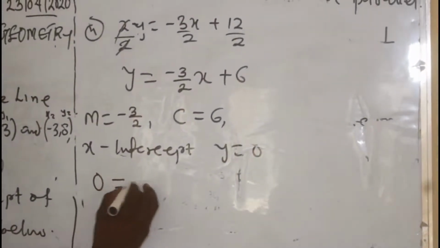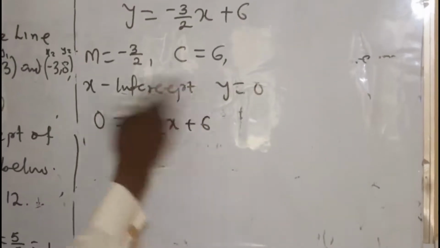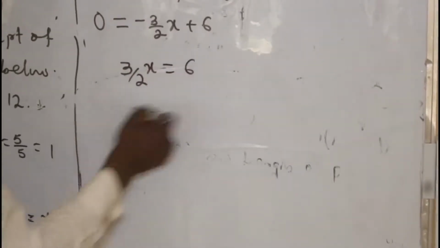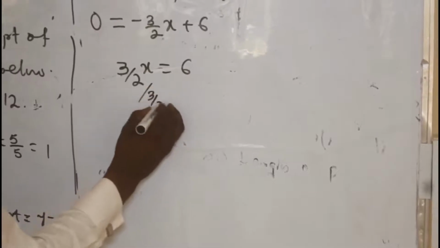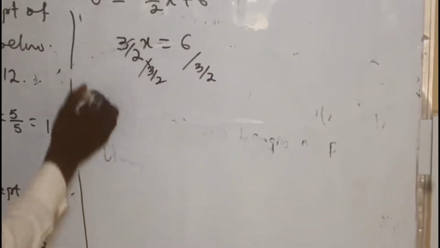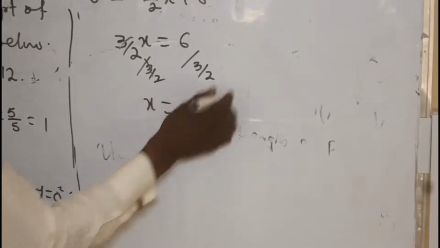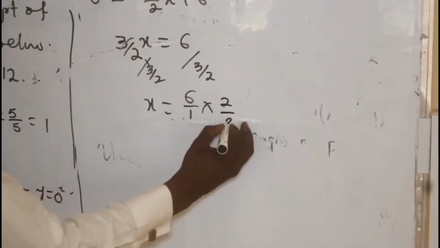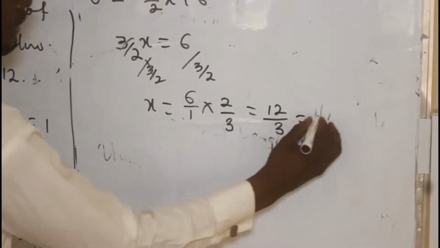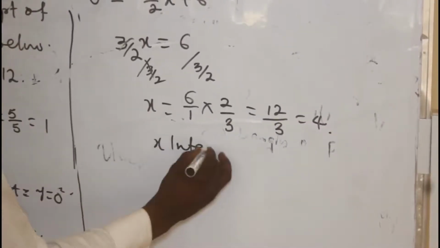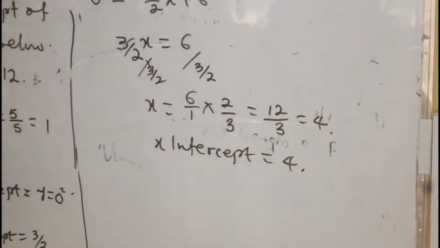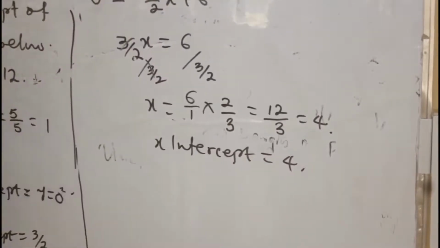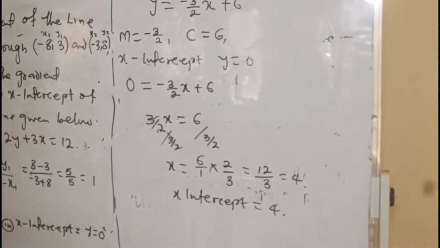So you are going to have 0 is equal to minus 3 over 2x plus 6. When you collect the like terms, it's going to be 3 over 2x is equal to 6. So divide both sides by 3 over 2. So this goes with this. So we have x is now equal to 6. You have to take the reciprocal, right? This is 6 over 1 times 2 over 3, which is 12 over 3 and is equal to 4. Therefore our x-intercept is equal to 4. So our m is equal to minus 3 over 2, c is equal to 6, and x-intercept is equal to 4. Is that clear? Thank you.